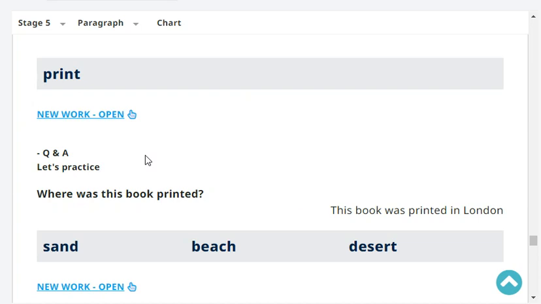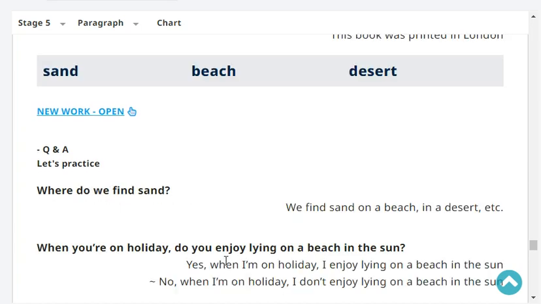Where was the Columbus book printed? The book was printed in London. Very good.